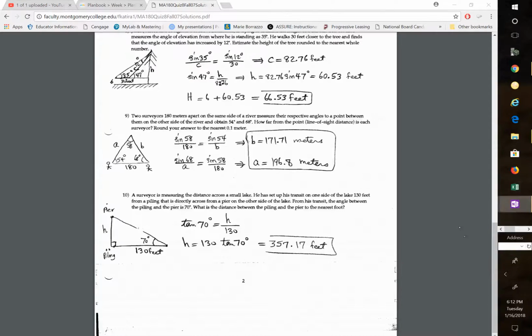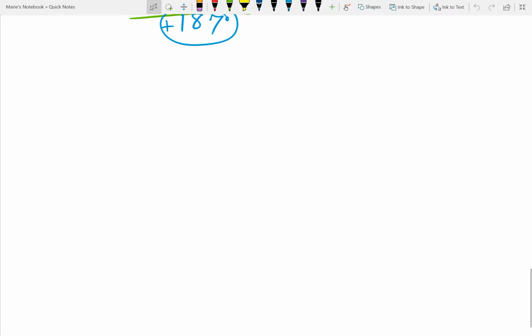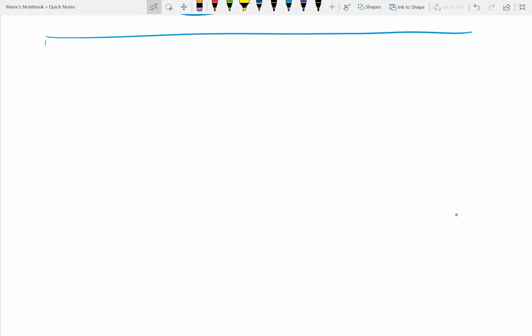Okay, and so here comes numbers 17 to 20. So let's go ahead and do 17 to 20, starting with 17. They're asking you to find secant theta. They're giving you a right triangle.